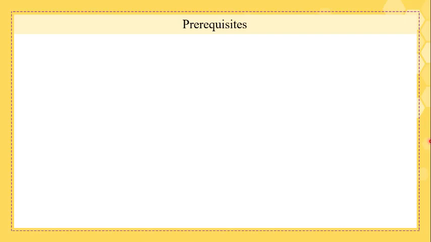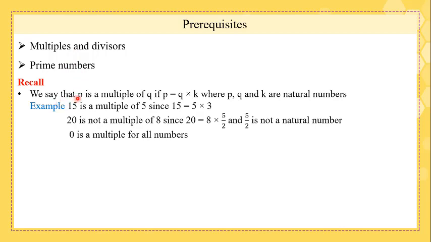Prerequisite. Before we start our chapter, you must recall some information about multiples and divisors, prime numbers. We say that P is a multiple of Q if P equals Q times K, where P, Q, and K are natural numbers. 15 is a multiple of 5 since 15 equals 5 times 3. And 20 is not a multiple of 8, since 20 equals 8 times 5 over 2, and 5 over 2 is not a natural number.